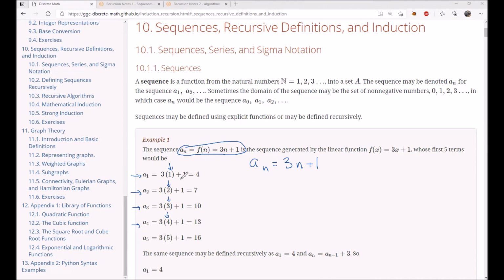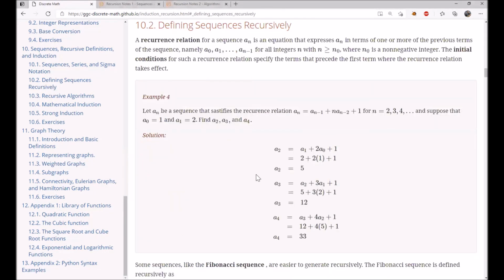Now we're focusing on sequences that are given recursively. So let's talk about what that means for a sequence to be given recursively. I'm going to jump down to 10.2. A recursive sequence means we use previous terms of the sequence to define the sequence. So in this example, a_n is defined as a_{n-1} plus n times a_{n-2} plus 1 for n bigger than 1. But then I need to tell you what the earlier terms are.